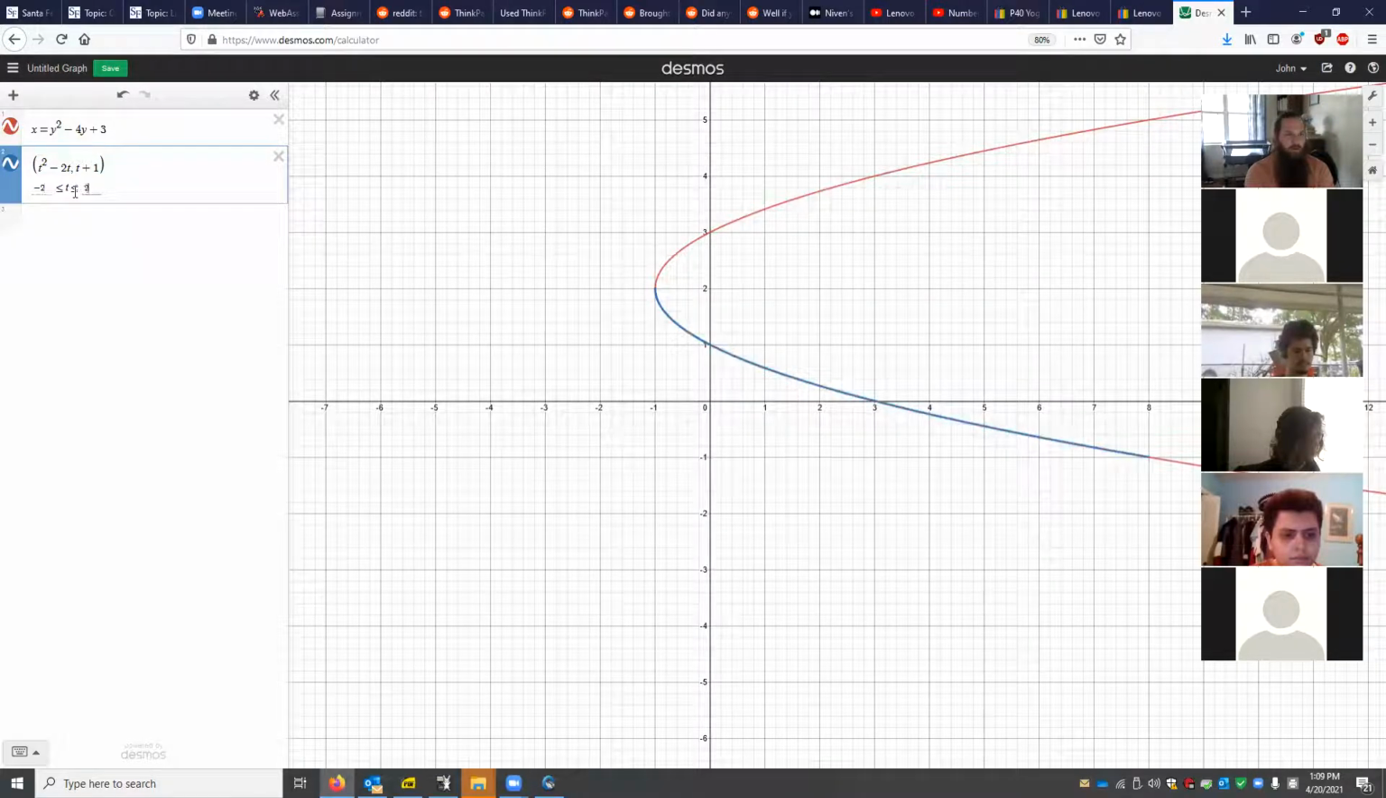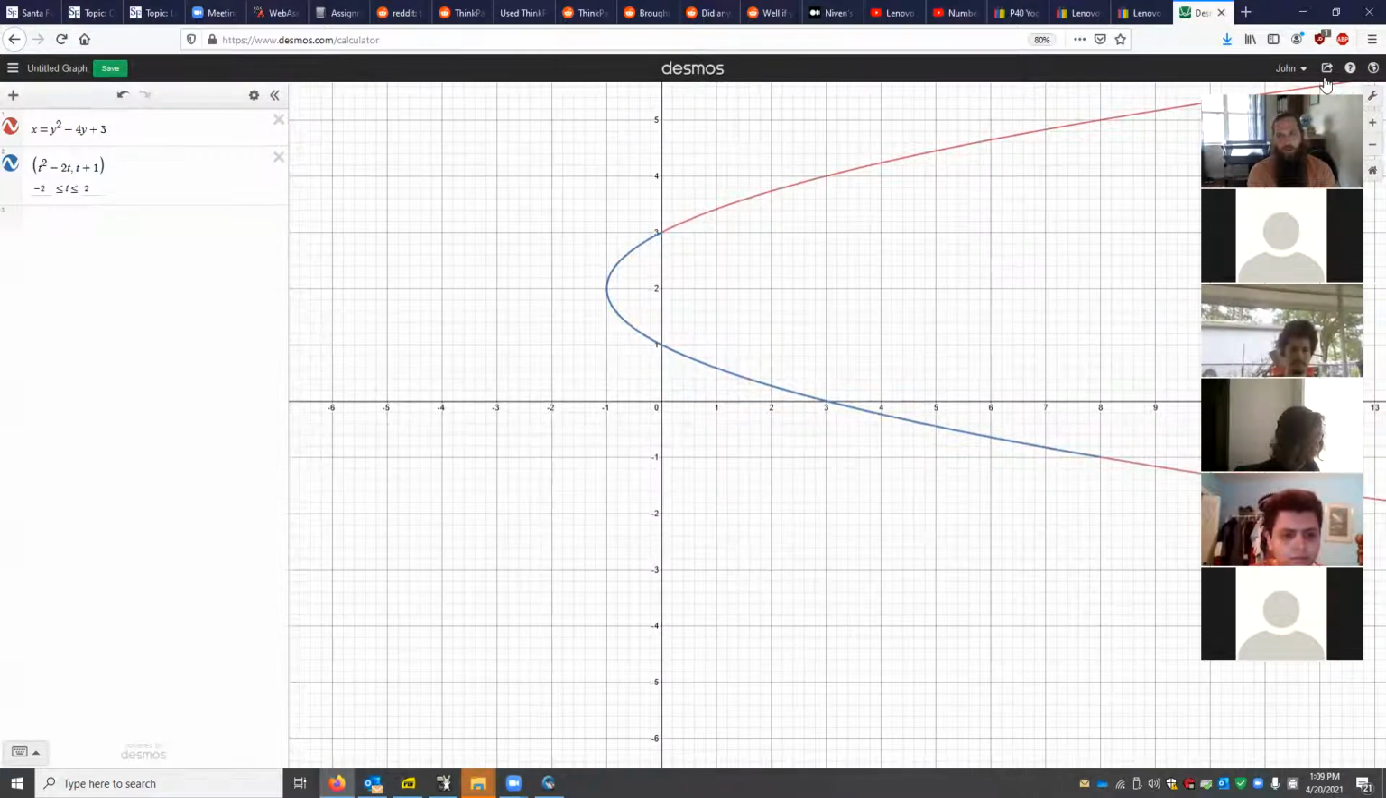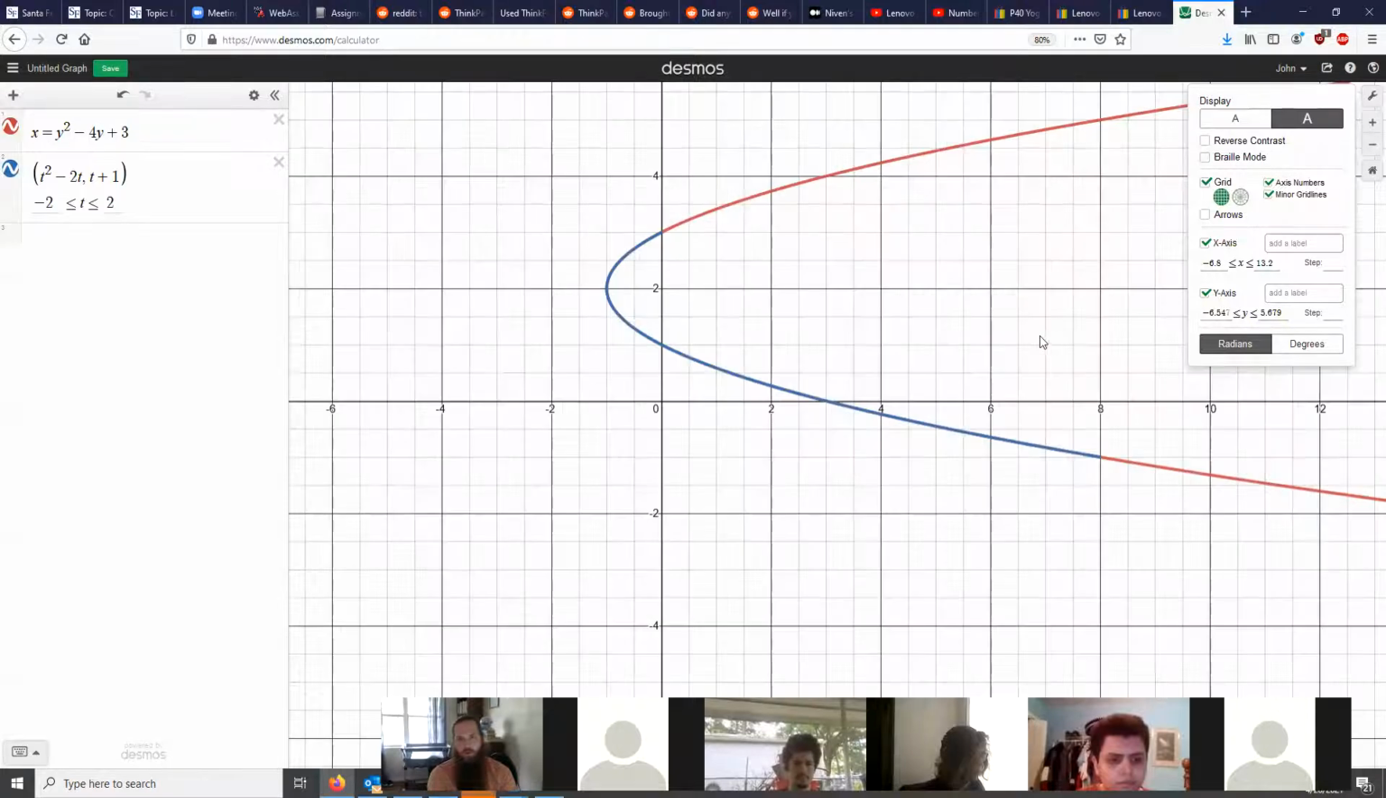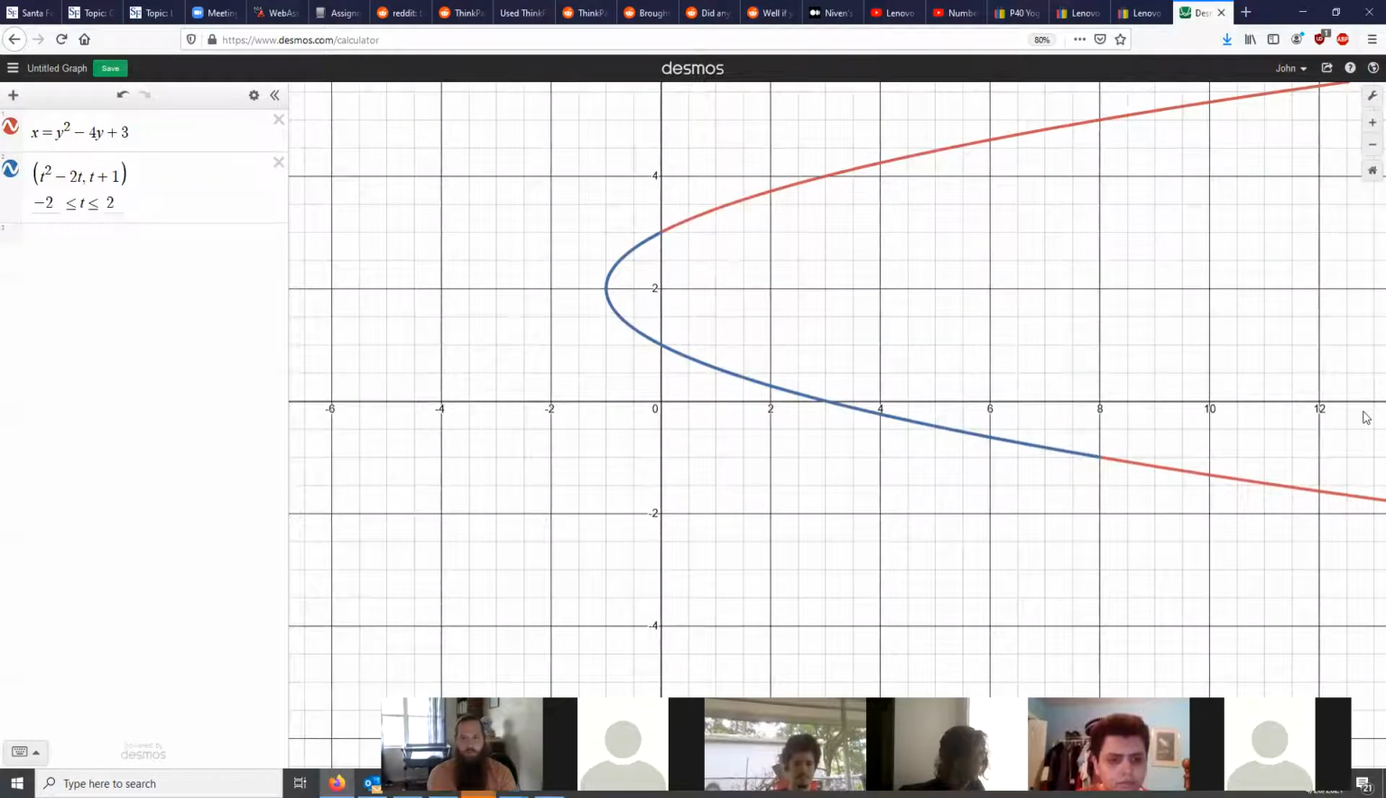If I let t run from -2 to 2, you'll see in blue there the portion that we originally had, because those were the t values that we originally used. Does everybody see that?